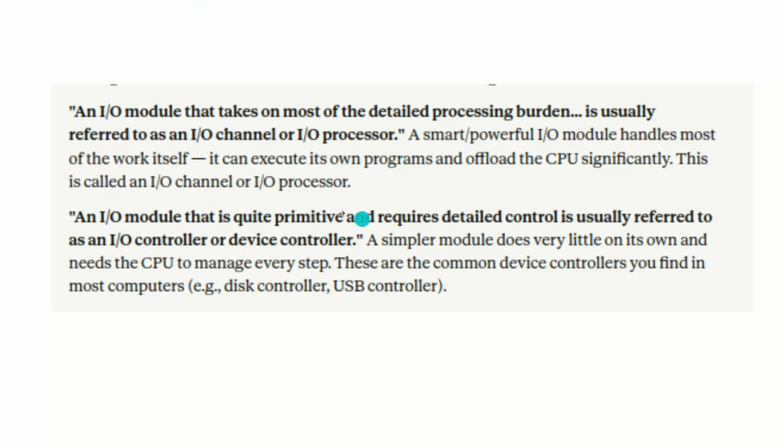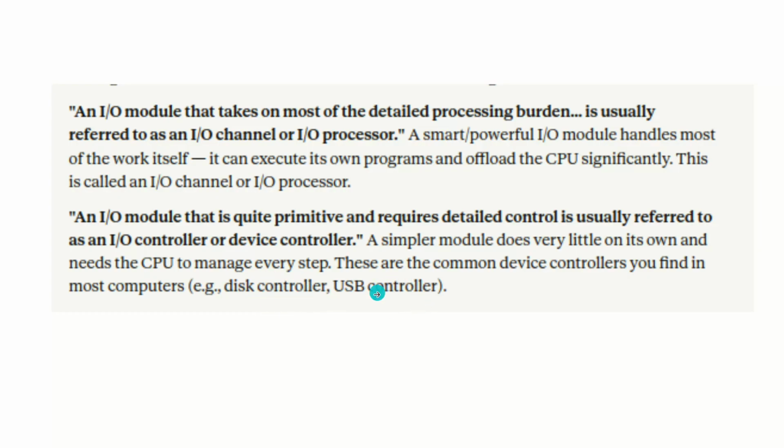Now an IO module that is quite primitive and requires detailed control is usually referred to as an IO controller or device controller. So there are two kinds: the IO channel or IO processor, which can take on most of the detailed processing burden, and the IO controller or device controller, which is quite primitive and requires detailed control. A simpler module does very little on its own and needs a CPU to manage every step. These are the common device controllers you find, the IO controllers.